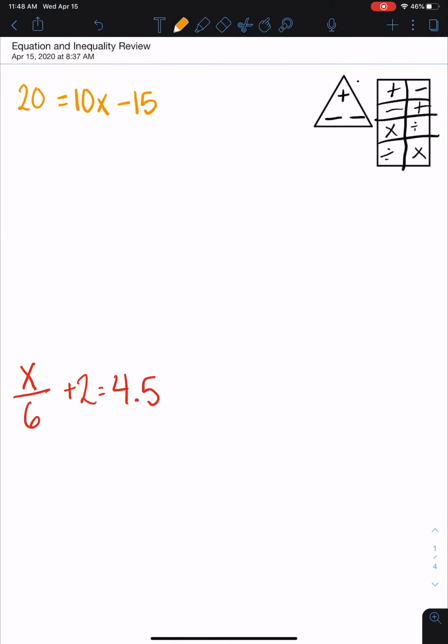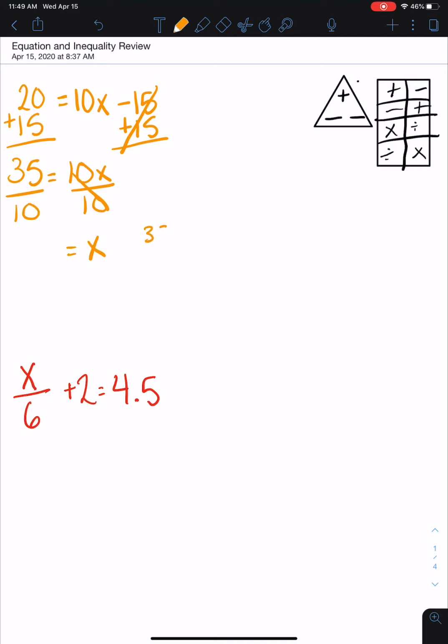So the first problem, 20 equals 10x minus 15. Remember, we need to isolate our variable. So in this case, it's the x. Our first step is going to be add or subtract. In this case, we have minus 15. So the inverse of subtraction is addition. So I'm going to add 15. What I do to one side of the equation, I have to do to the other. I'm going to get 35 equals 10x. The inverse of multiply is divide. So I'm going to divide by 10.